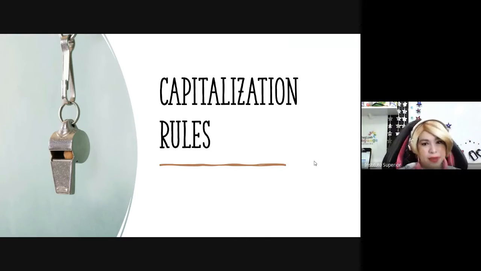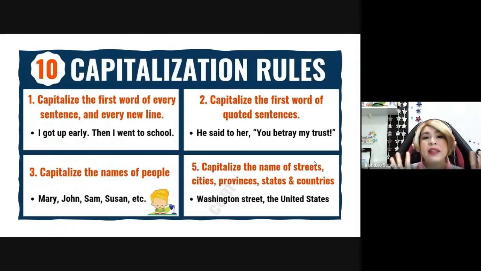Okay, now let's move to capitalization rules. Remember, guys, it's your time for reviewing the capitalization and the punctuation marks. Here we have 10 different rules for capitalization. Number one, capitalize the first word of every sentence in every new line. So every time you start writing a sentence, you have to use capital letters. For example: "I got up early." Then we have the full stop. Then "Then I went to school." So you use capitalization in the first word of every sentence, in every line.